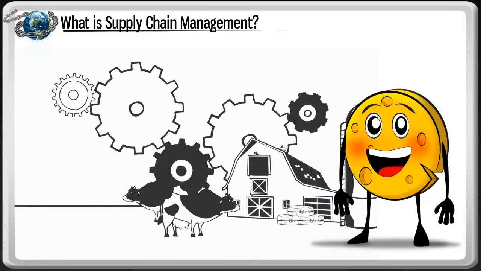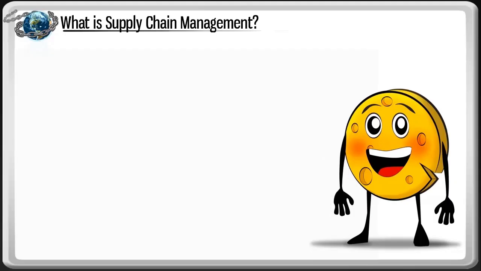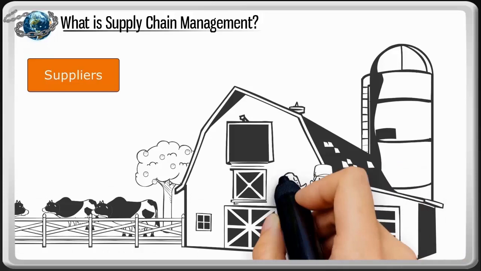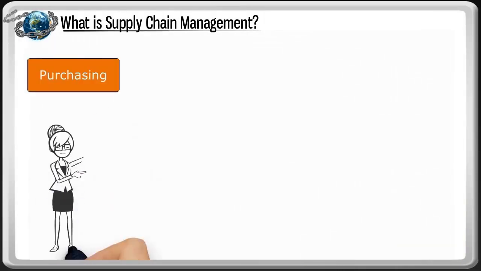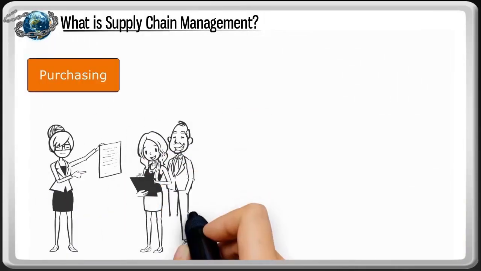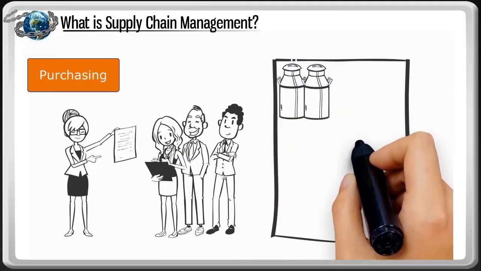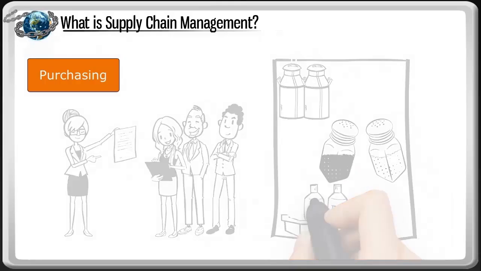Let's start with the suppliers who provide all of the raw materials. It all starts with the dairy farmers who raise and milk the cows. They provide the milk. The purchasing team coordinates purchases from these and other suppliers who provide additional cheese-making ingredients like milk, salt, rennet, and whey.